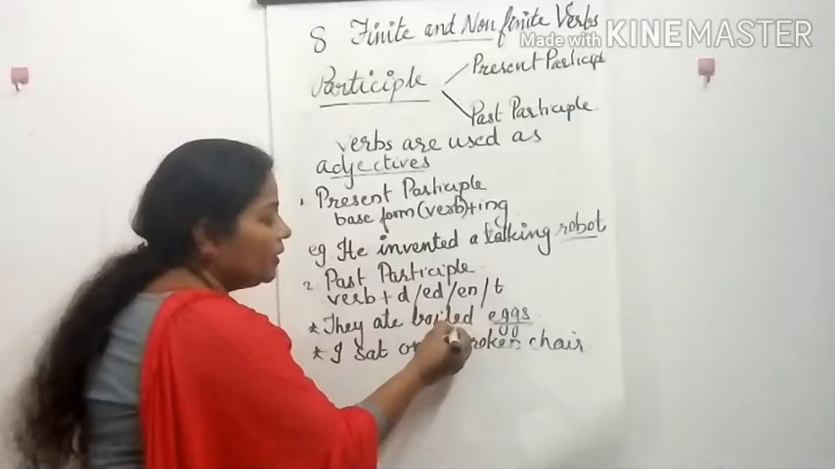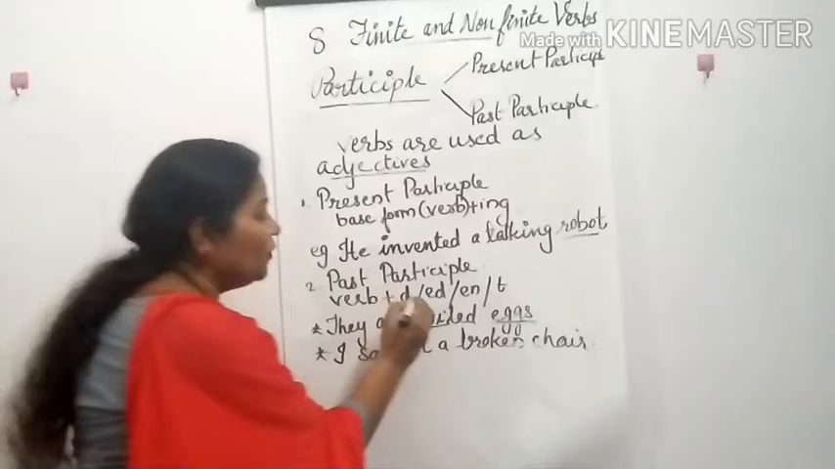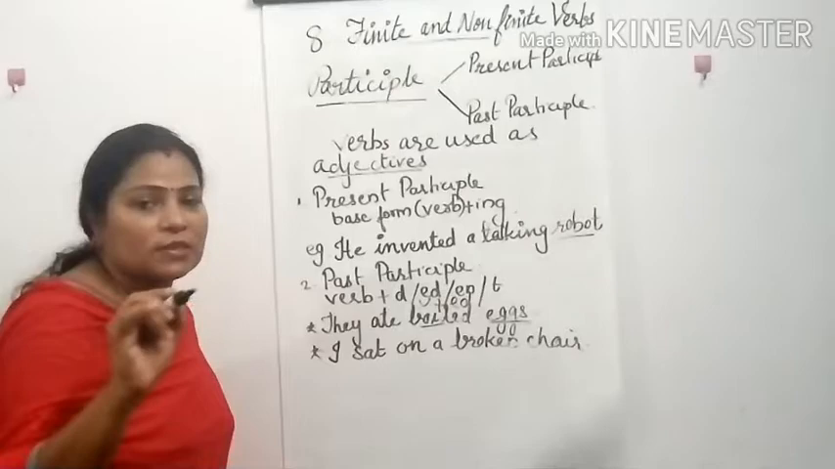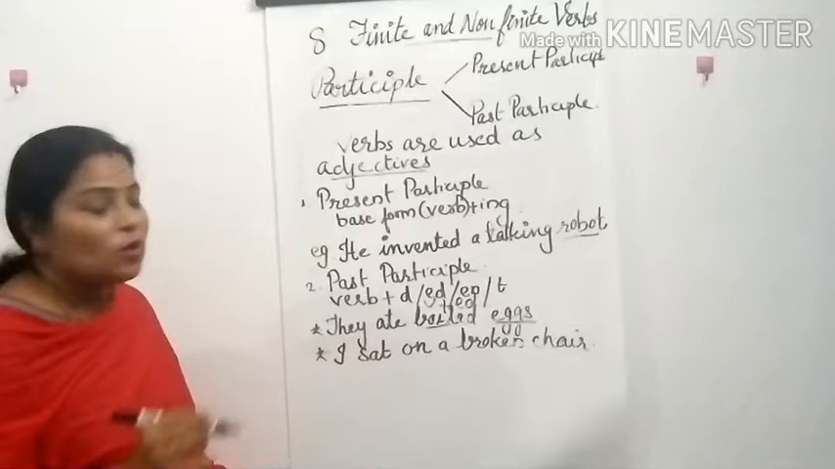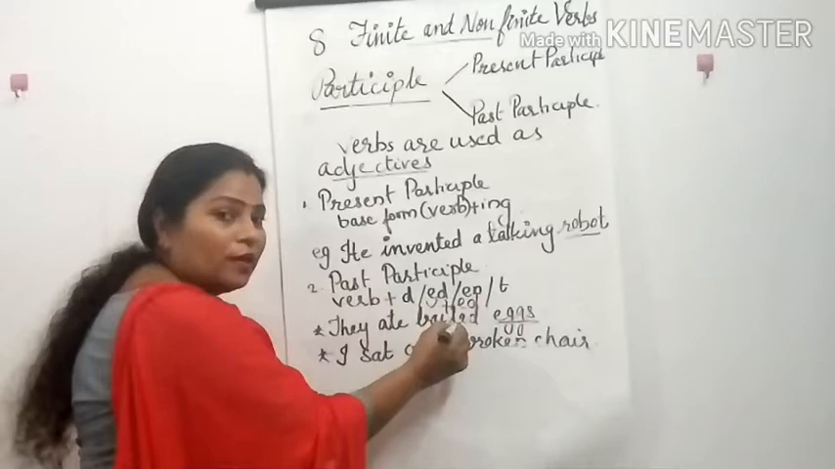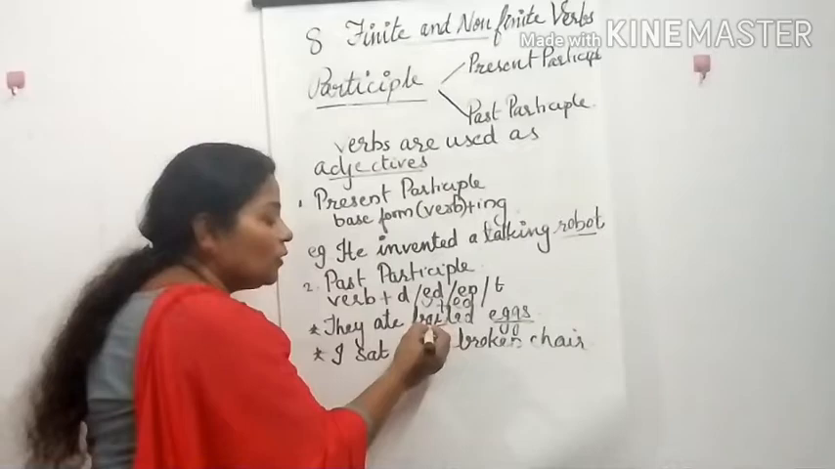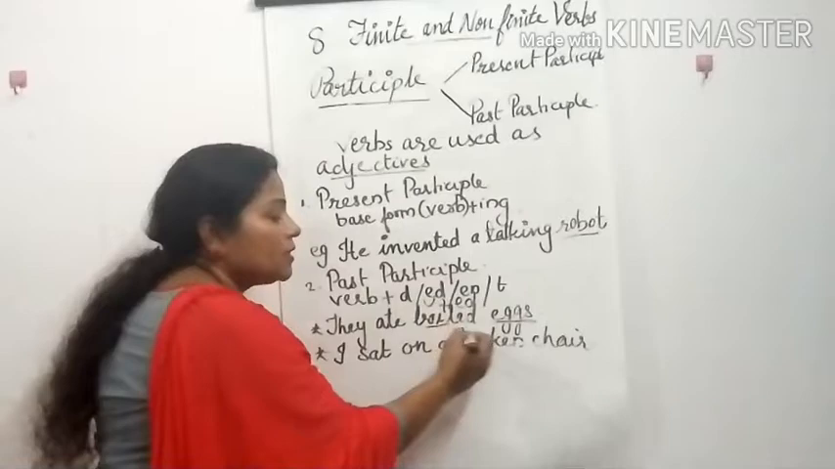Boil is our verb, and with the verb we added ed and formed a past participle, and this past participle is coming in front of a noun. So it is describing the noun, eggs. Okay, to the verb we added ed, so from the verb it has been changed to an adjective. So here this is describing this noun, so it is called a past participle.